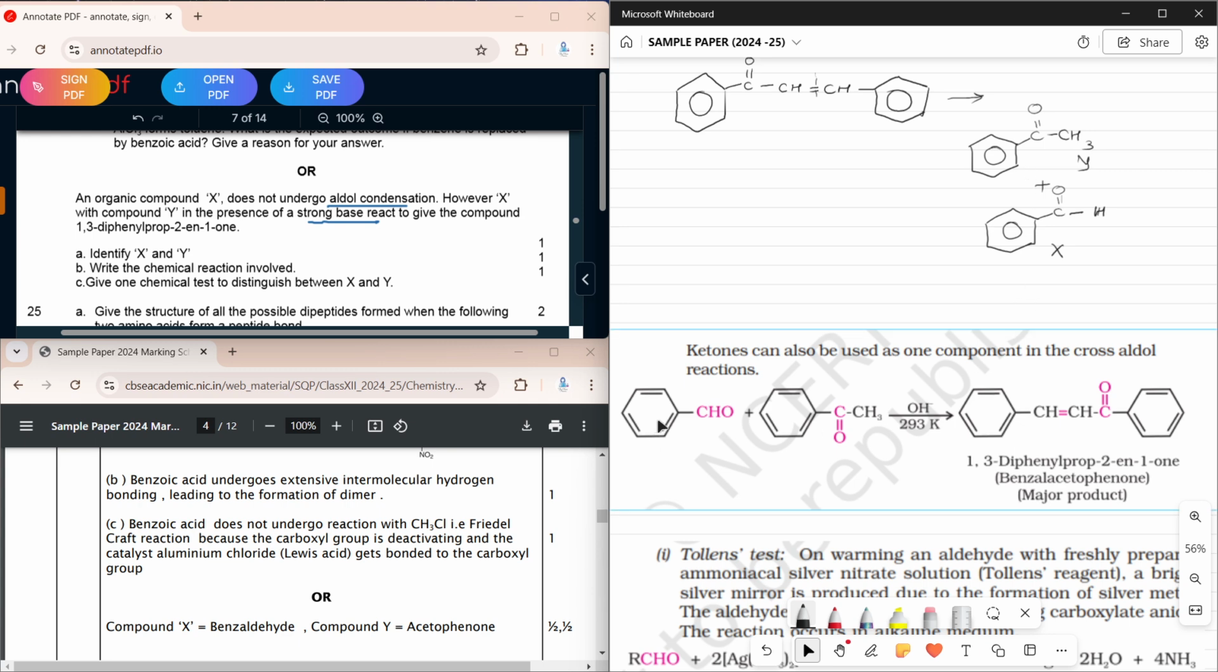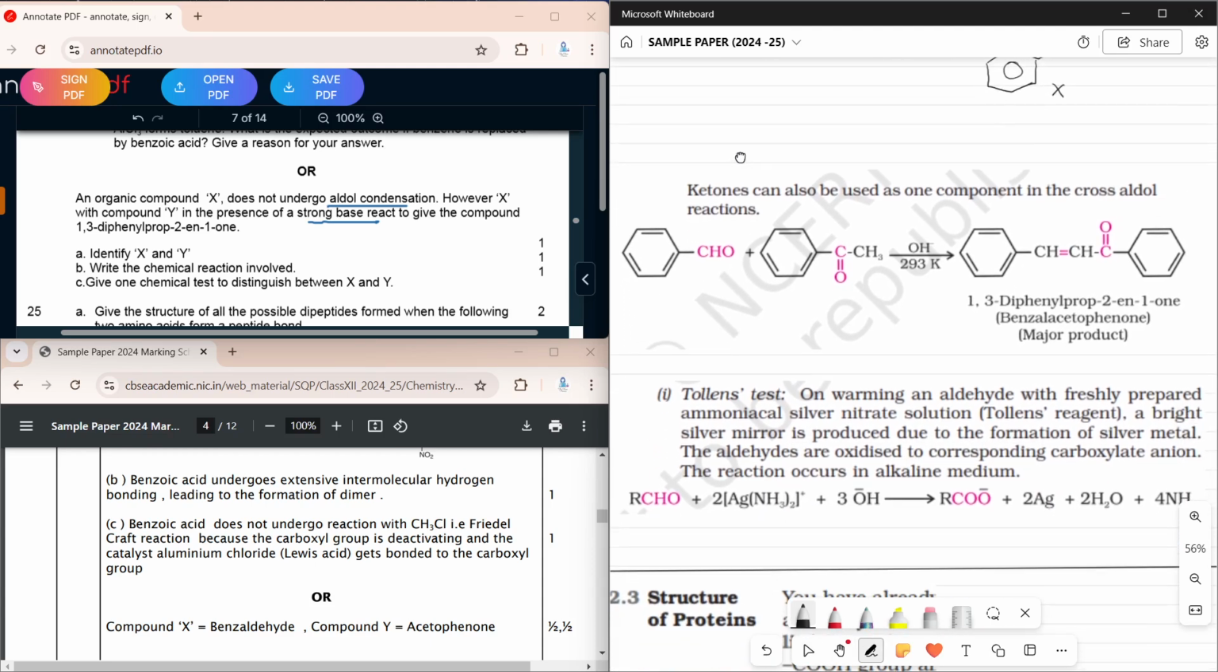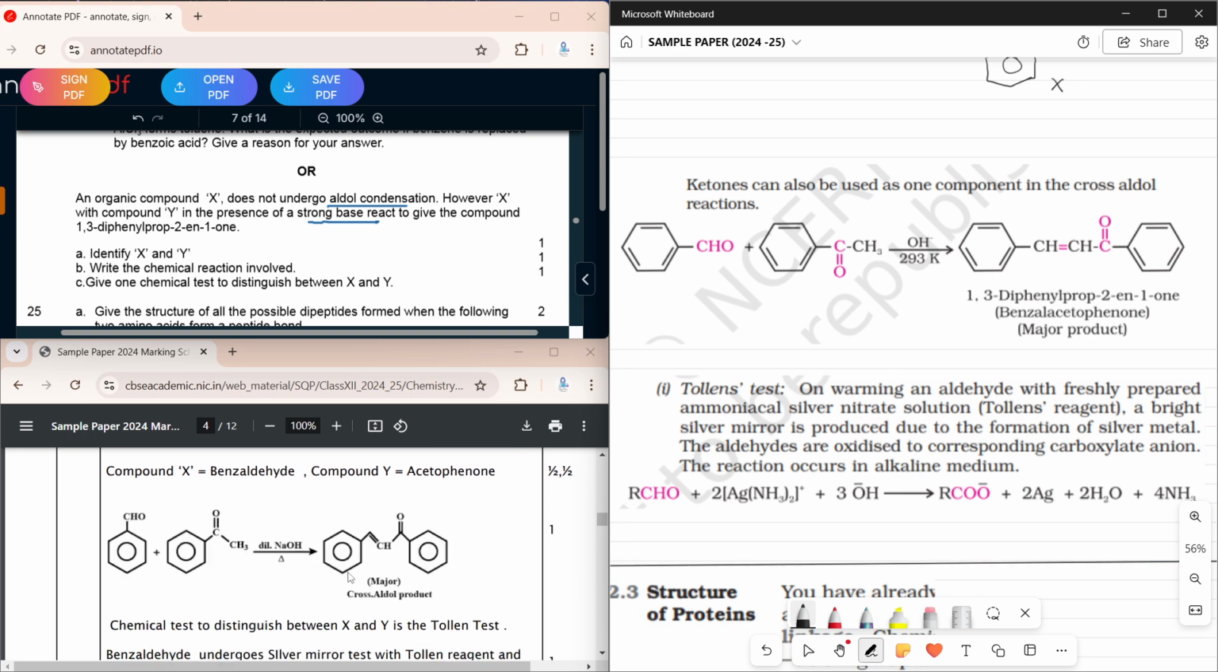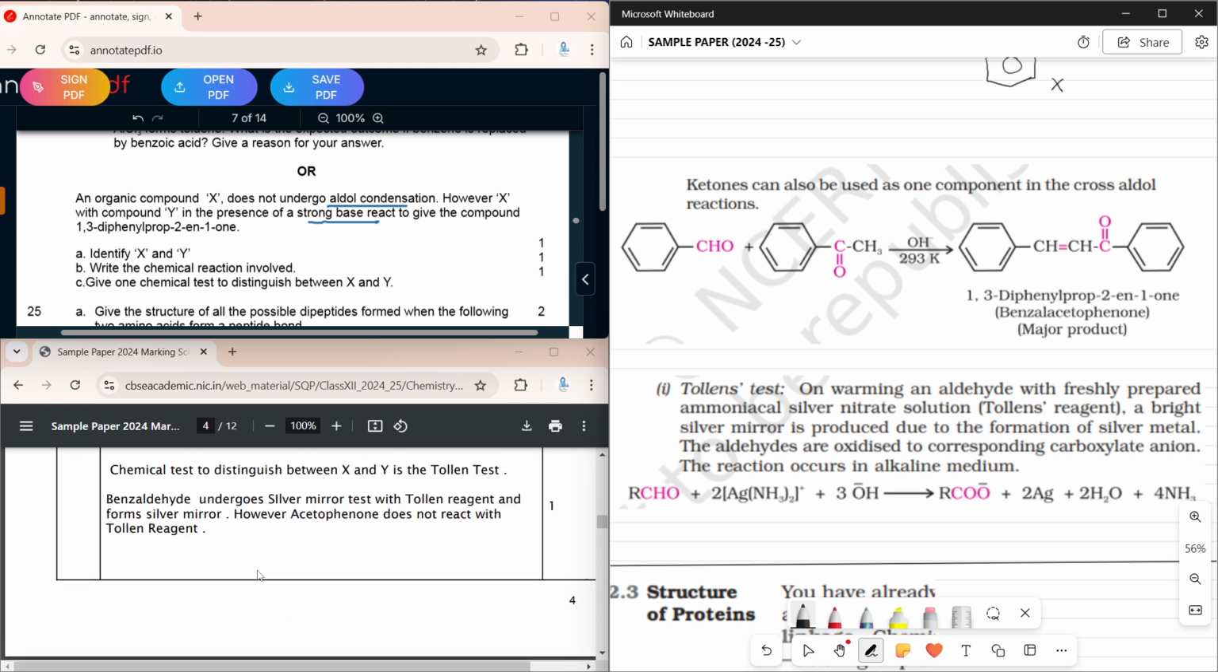Chemical reaction involved, you're going to have to write this reaction, and a chemical test to distinguish. So essentially we have to distinguish an aldehyde and a ketone. The way we do that is by the Tollens test. When we warm it in ammoniacal silver nitrate, the silver forms a mirror inside the test tube. Actually, it's pretty cool. I've done it.